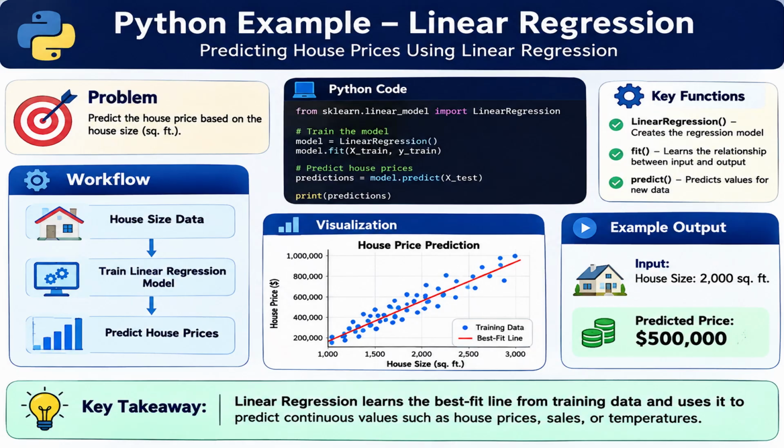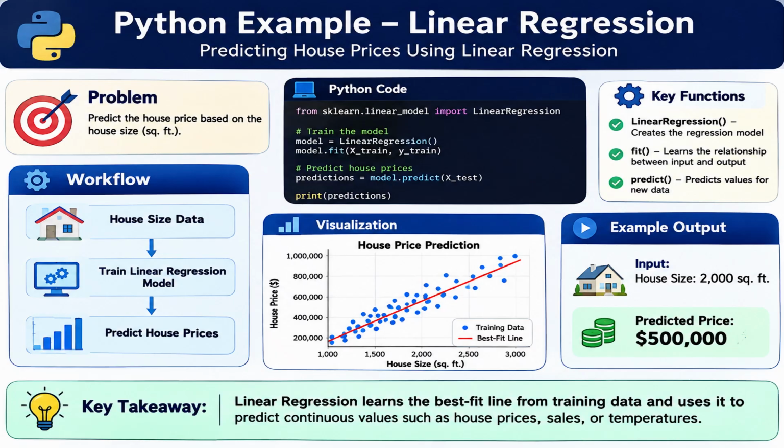So Python example for linear regression. We predict the house price based on the house size, square feet. We have seen this example. We are using the same example throughout the video. So you have the house size data, train a linear regression model and predict. So the Python code for this is to train the model. So you have the regression model and then you have X train, Y train. We have seen this before. Predict house prices. So you use model dot predict and print the prediction.